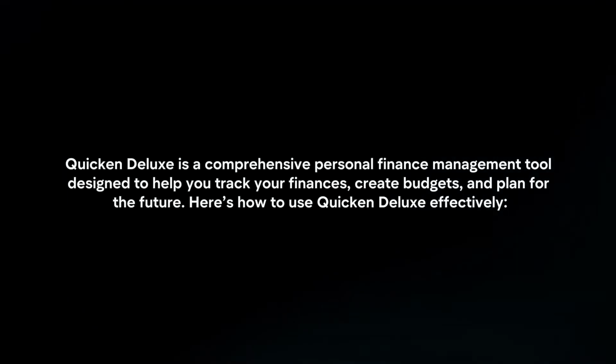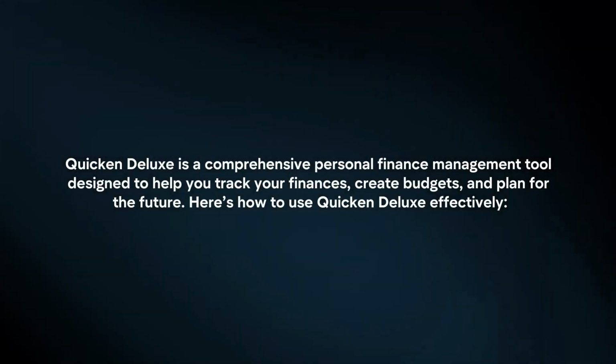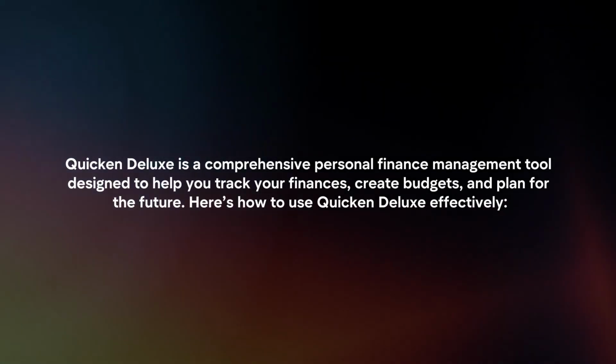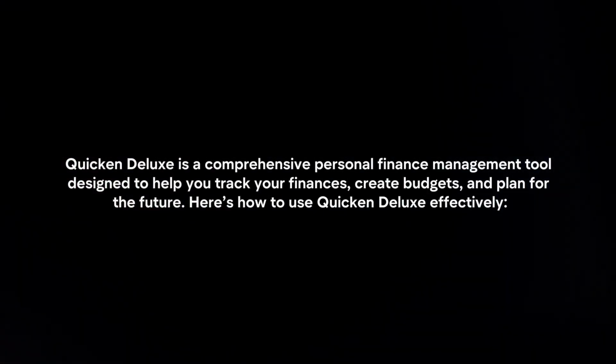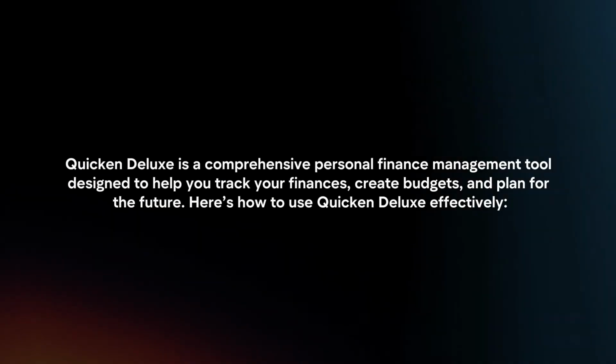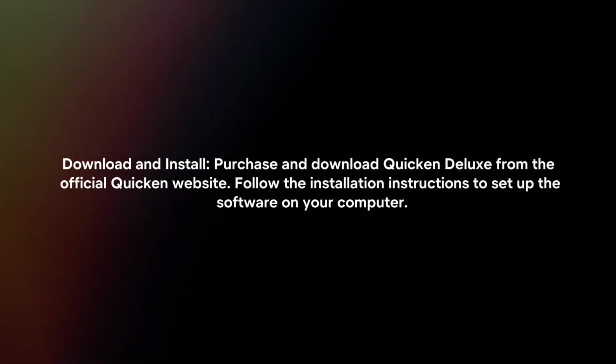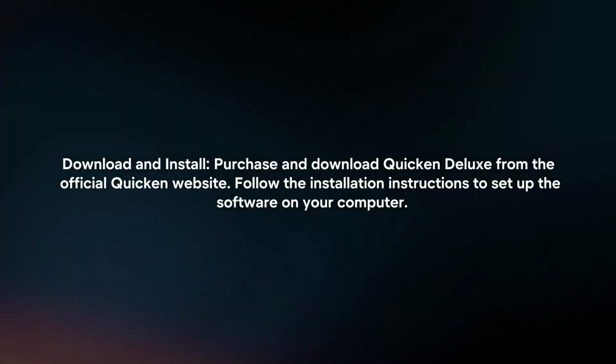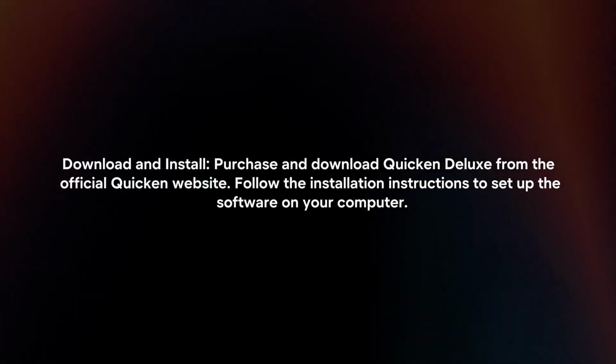Quicken Deluxe is a comprehensive personal finance management tool designed to help you track your finances, create budgets, and plan for the future. Here's how to use Quicken Deluxe effectively. Download and install. Purchase and download Quicken Deluxe from the official Quicken website. Follow the installation instructions to set up the software on your computer.